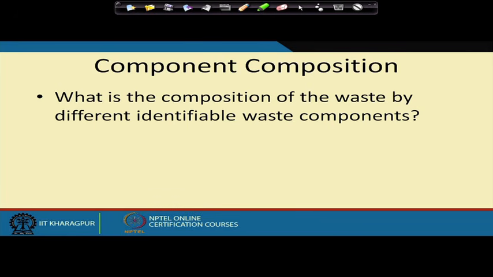But in terms of component composition, since we finished the physical part, we'll start looking at it from the chemical perspective. What is the composition of the waste, or also from the component side, what are the different waste streams present in a typical MSW, municipal solid waste? So, composition of the waste by different identifiable waste components. Let's look at some examples that will make it clear.